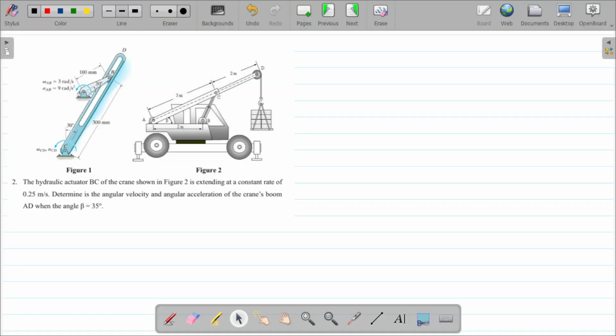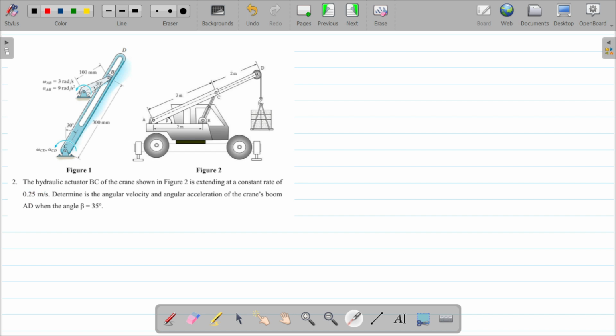Okay, so this is the second problem, and we are going to apply the same method we used in solving question 1 on this as well. In this problem, we have a hydraulic actuator BC, and they are saying that it is extending at a constant rate of 0.25 meter per second.